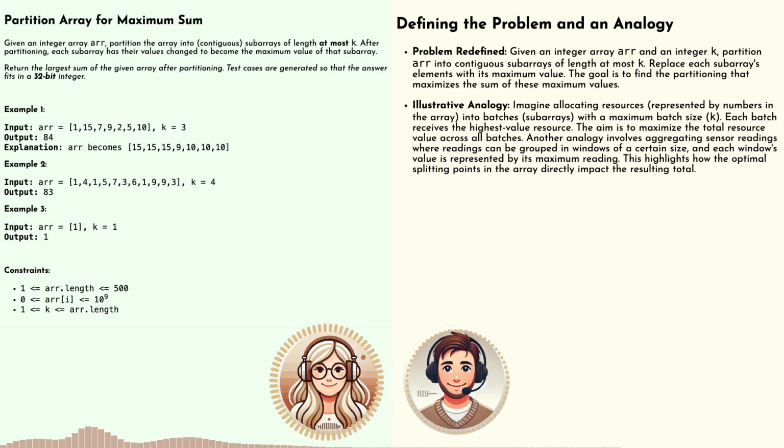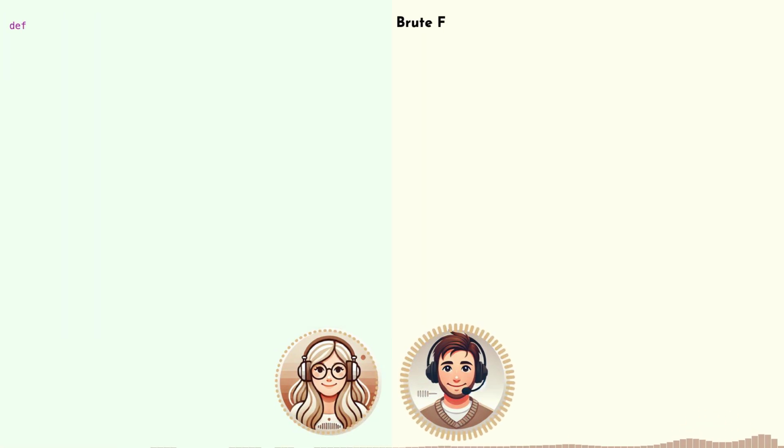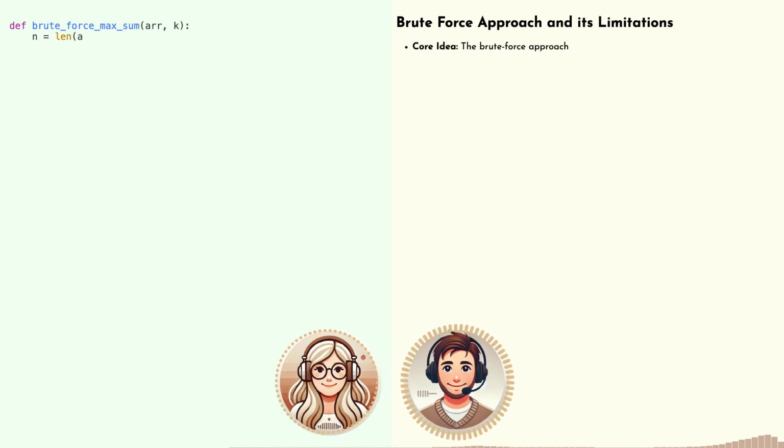Now imagine you're a project manager, and each number in the array represents the potential value of a task. You can only group tasks together in chunks of size k because of resource limits or deadlines. Your job is to find the task grouping that maximizes the overall project value. That's a great analogy. I can see how this problem could have real-world applications. Sure. But before we get too far ahead of ourselves, let's think about how to actually solve this. Where do we even begin?